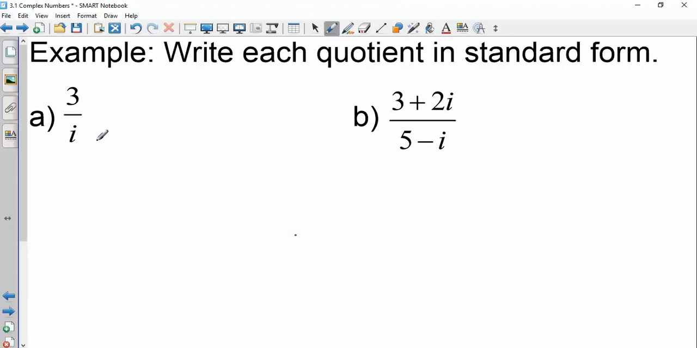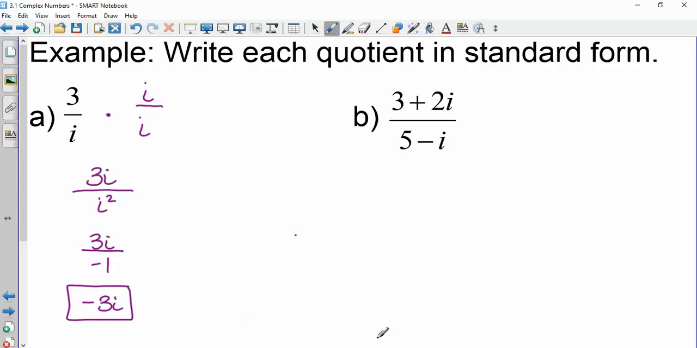If I have 3 over i, do you have any idea how I could move that i off the bottom? Okay. We know that in a fraction it's legal as long as you multiply by the same thing on both the top and the bottom, right? So I take top and bottom times i. So on the top, 3 times i is 3i. On the bottom, i times i is i squared. But i squared is negative 1, so 3i divided by negative 1 is negative 3i.